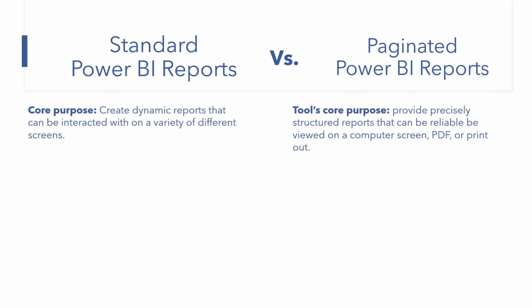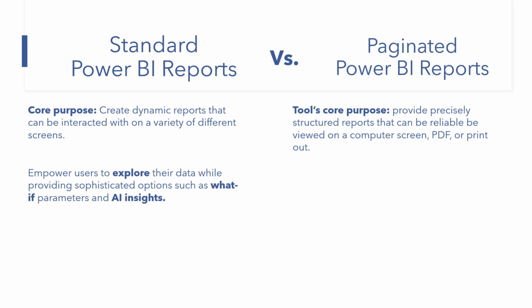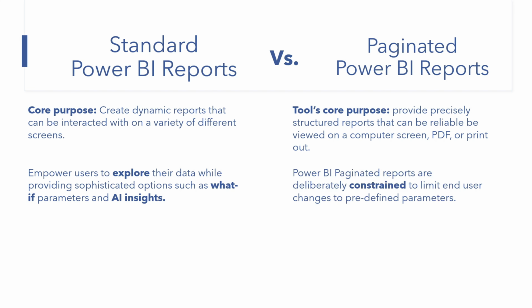In comparison, paginated Power BI reports have a deliberately rigid structure that is optimized to ensure that those reports can be printed or exported in a specific format. Some other things you should keep in mind when you're choosing between the two of these is anytime in meetings that you're talking about a tool that's going to help users explore the data, analyze, interact with data, or use other options like what-if parameters and AI insights, that's a really clear sign that you want a standard Power BI report. In contrast, if you want a report that prints off perfectly and is deliberately constrained to limit end-user changes, you are talking about a paginated report instead.